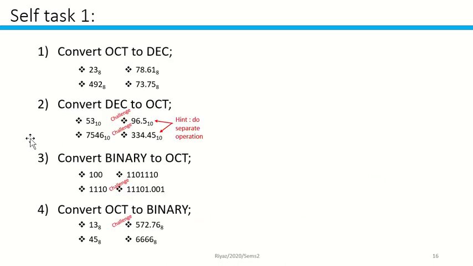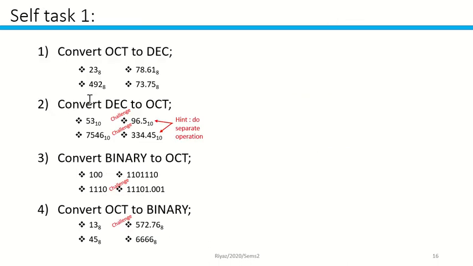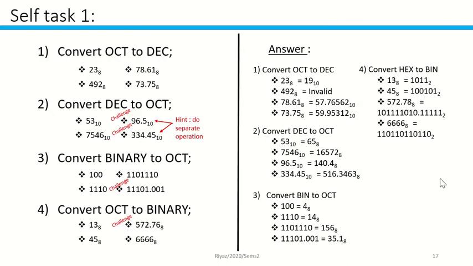So this is a self-check for you. Kindly have a look at how to do it. Try to check on yourself. You can do octa to decimal, decimal to octa. There are 2 questions which are a little bit challenging over here because they involve fractions, and then binary to octa and octa to binary. So you can always refer back to my notes earlier so that you can answer this one. I also provide the answer over here, so you can always check your work.